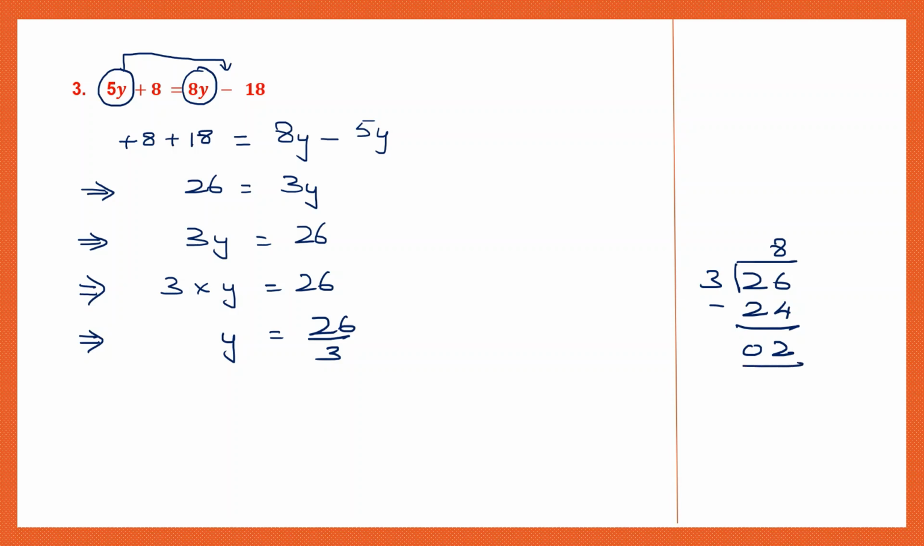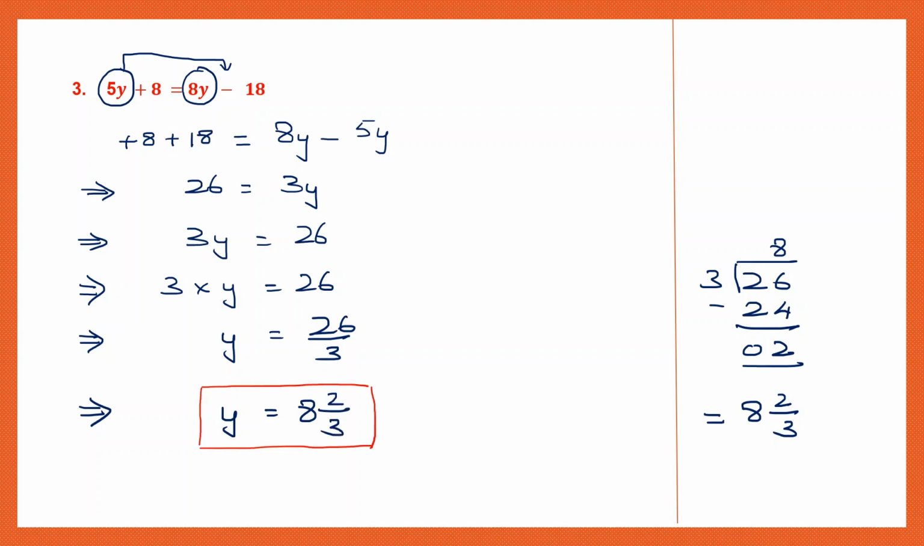So now let's write this as a mixed number. It becomes 8 2 by 3. So we have found the value of y to be 8 2 by 3. So the answer is y is equal to 8 2 by 3. Question 4. 6 is equal to 7 plus 2p minus 5.